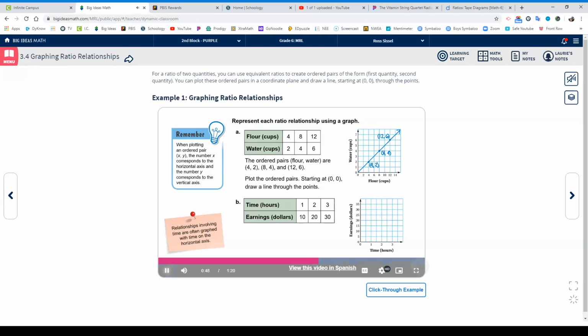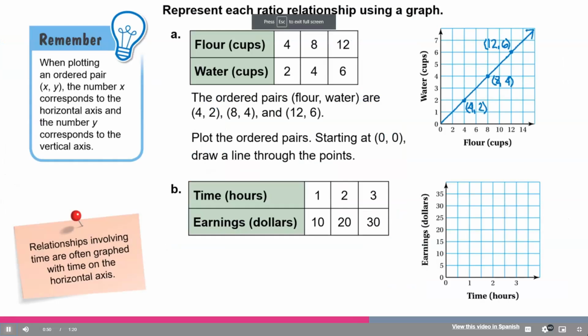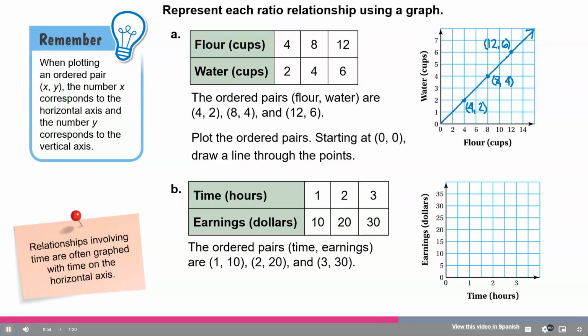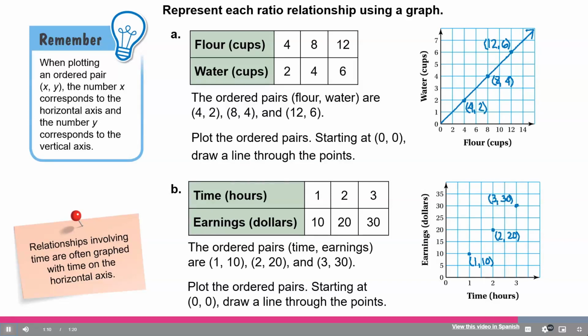Part B. Use the ratios 1 to 10, 2 to 20, and 3 to 30 to create ordered pairs. The ordered pairs are 1, 10, 2, 20, and 3, 30. To graph the ratio relationship, start by plotting the ordered pairs. 1, 10, 2, 20, and 3, 30. Then start at 0, 0 and draw a line through the points.